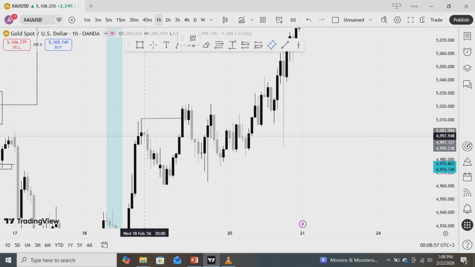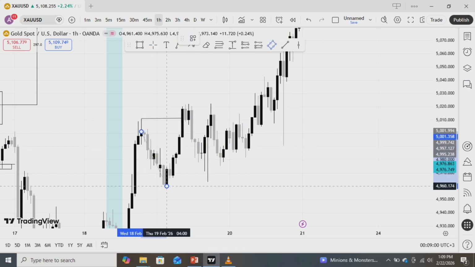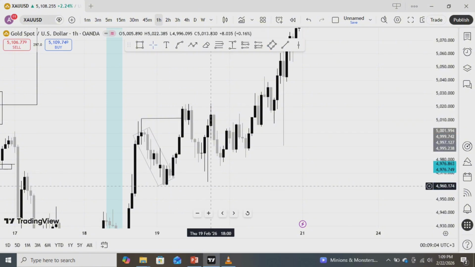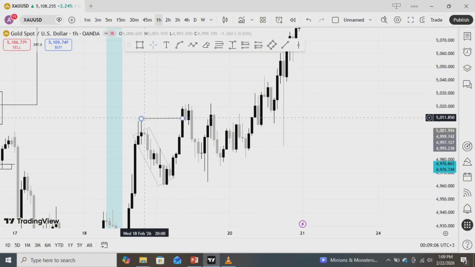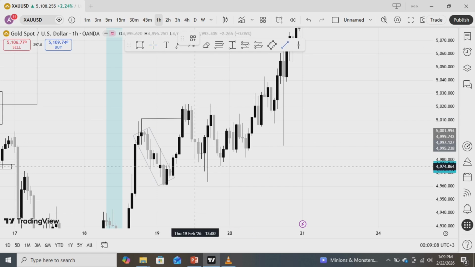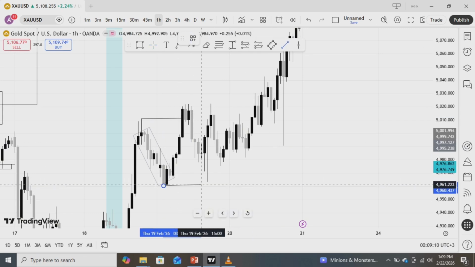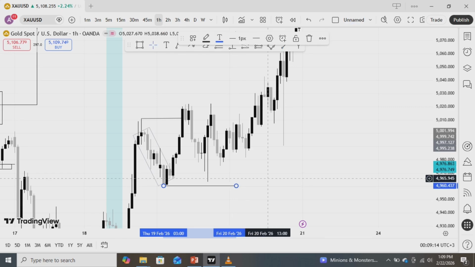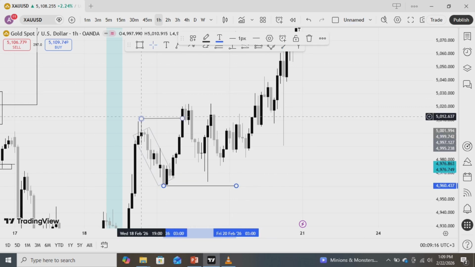In this leg and this structure, which one is the higher high? The higher high is this, and then the lower low is this one. So the market took the higher high. This indicated that the market is going upwards. That means the market is in a bullish momentum.